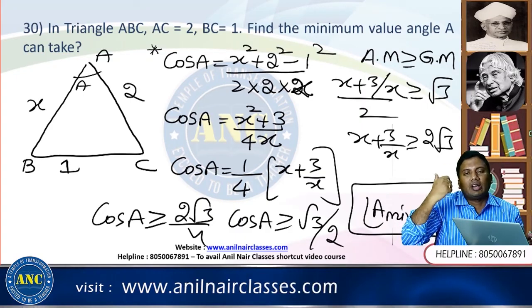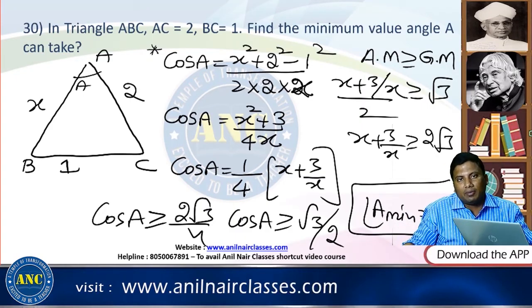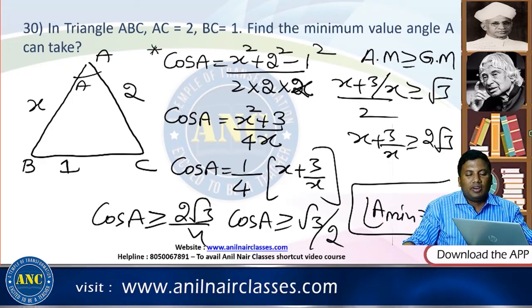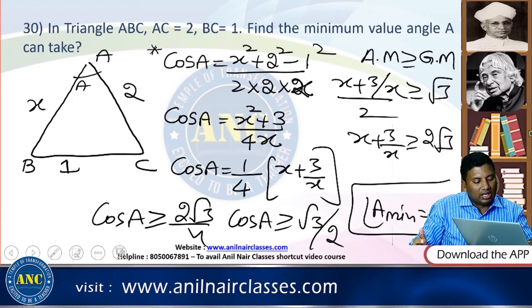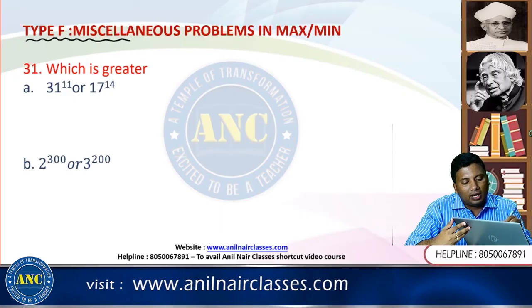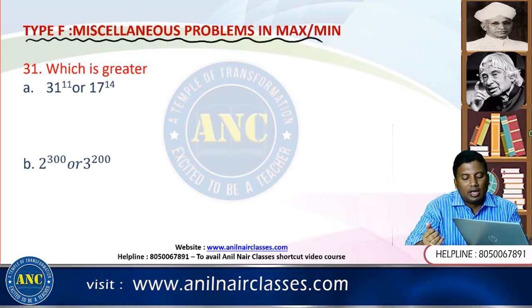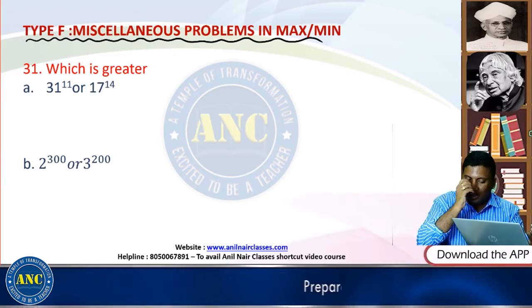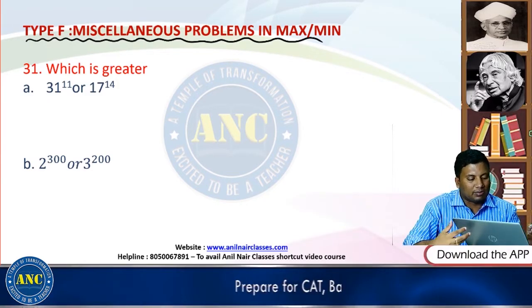These are the different varieties of solving a question for AM, GM and HM, which we did from 19th to 30th. The last variety is miscellaneous problems in maxima or minima. This kind of question often comes in various management exams and other exams.